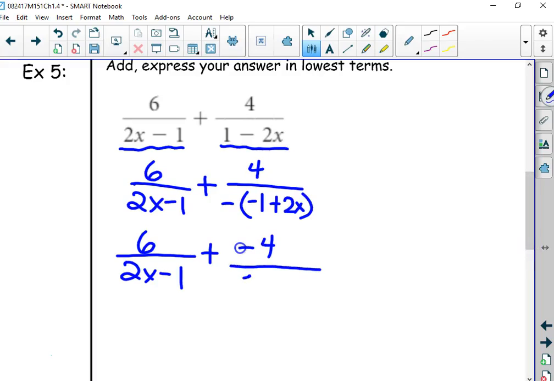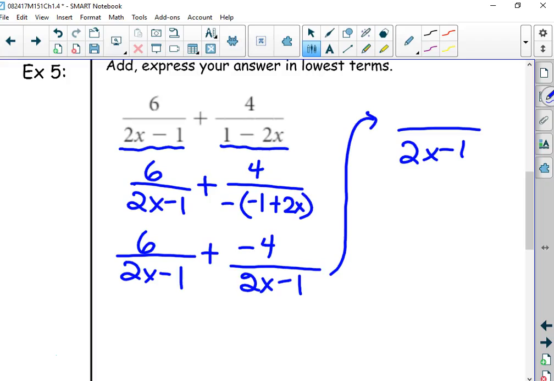And I'm also going to put my denominator in the same form. All right. Simplifies what we're doing. We have the same numerator and the same denominator. My numerator is 6 minus 4, which is 2. That rational expression is not factorable, so we are done.